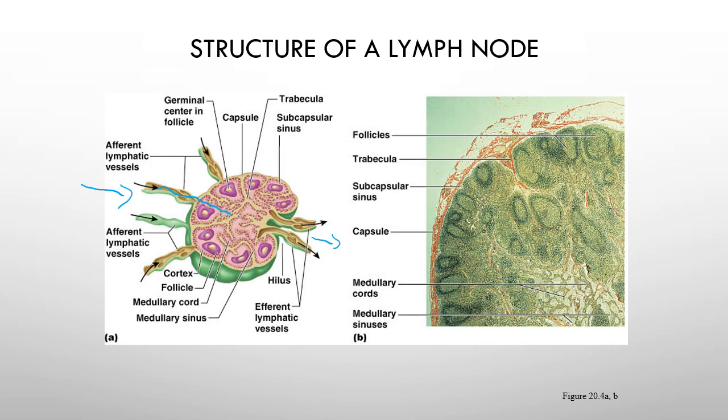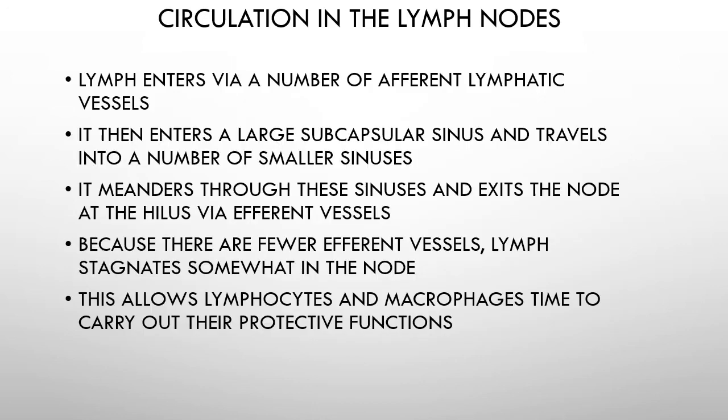Its movement through that lymph node is going to become slowed, and that allows all of those T cells, B cells, dendritic cells, and macrophages to really inspect and destroy anything and everything that is there. So we have a number of afferents. We have relatively few efferent vessels. And so we have less of the efferents than we have of the afferents.